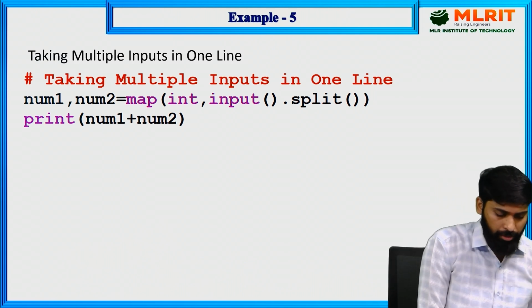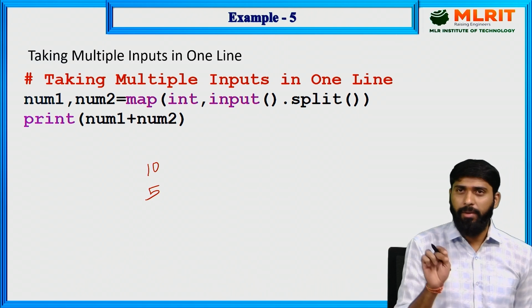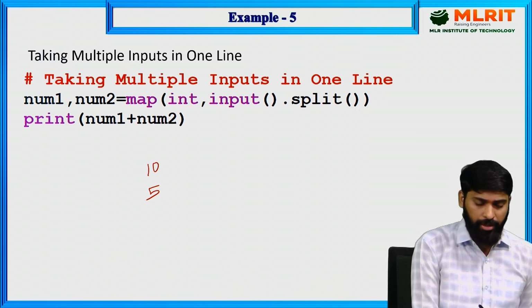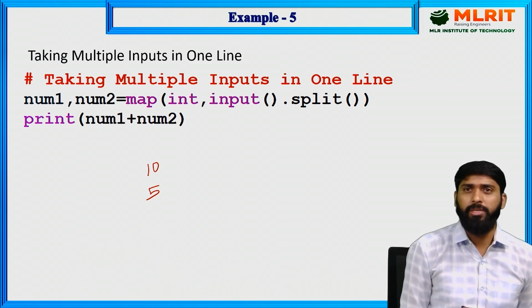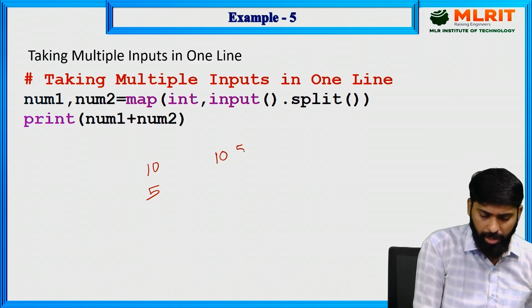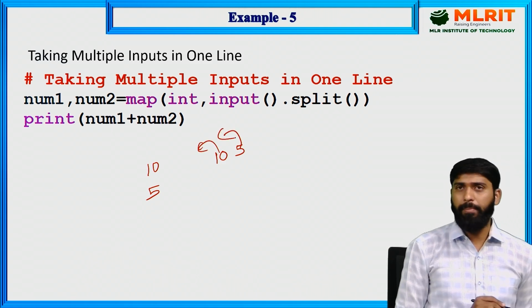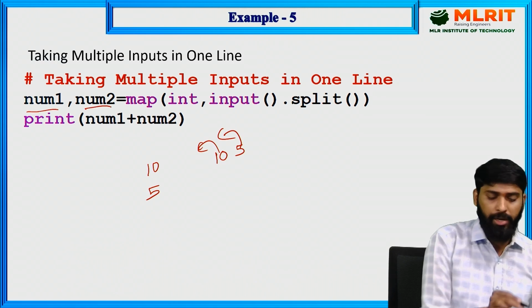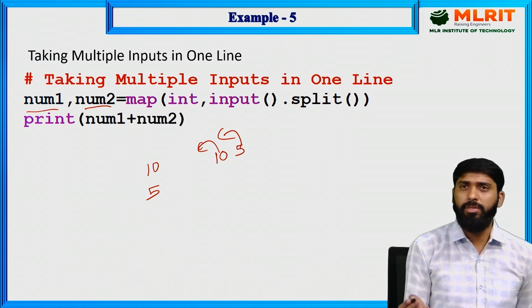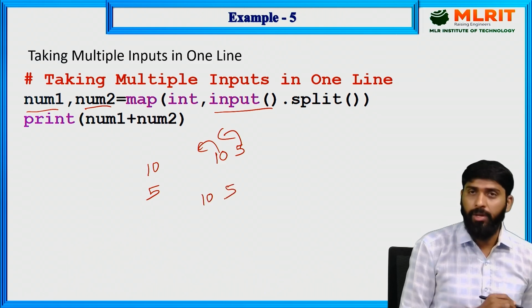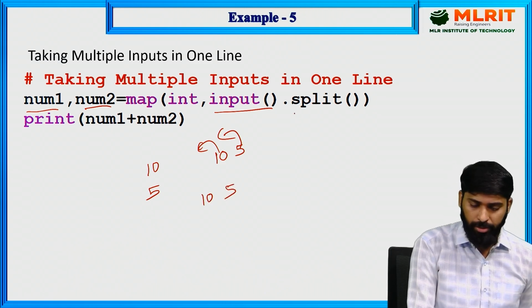So coming to example 5. Now I want to read the values. For example, in our previous example, I enter like this 10, press enter, then it displays another message, enter second value. Then I enter 5. But in coding competitions, they are going to read the values in the same line. 10 space 5. So 10 is assigned to number 1, 5 is assigned to number 2. Now here I am taking number 1, number 2. So what is the function we are going to use to read the values? Input. Now this is the input 10, 5. Now I am going to split. So split, 10 is one value, 5 is another value.